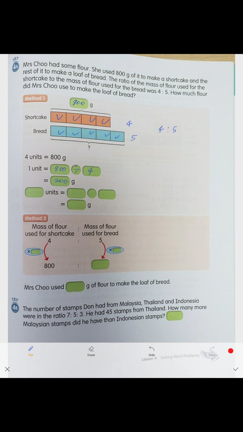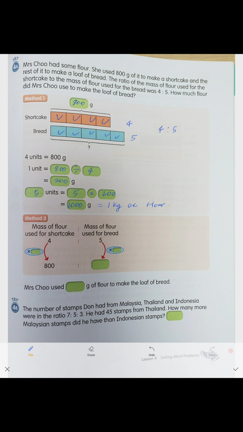And now we need to find how much was used for bread. This is our question, right? 5 units were used for bread. So 5 units times 200 is 1000 gram, or 1 kilogram, right? 1 kilogram of flour.